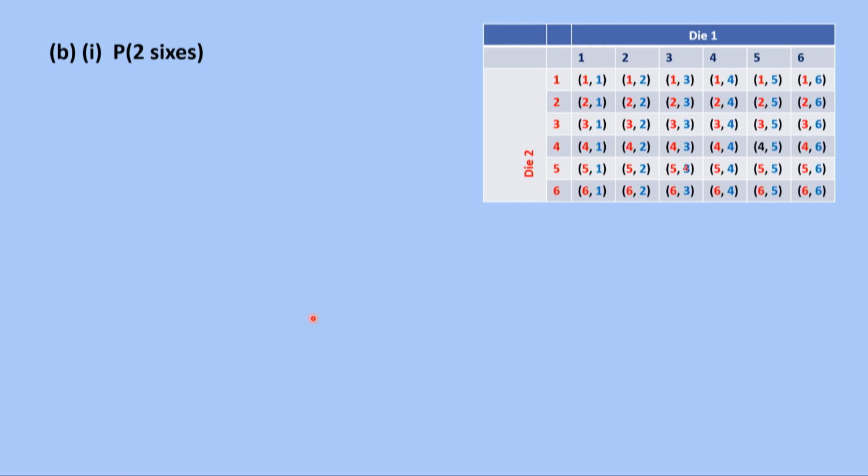First part, probability of getting 2 sixes. So let us see in this diagram, how many times can we get 2 sixes when we roll 2 dice together? We have only one possible outcome. Only one time can you get 2 sixes together. So the probability will be 1 over 36.